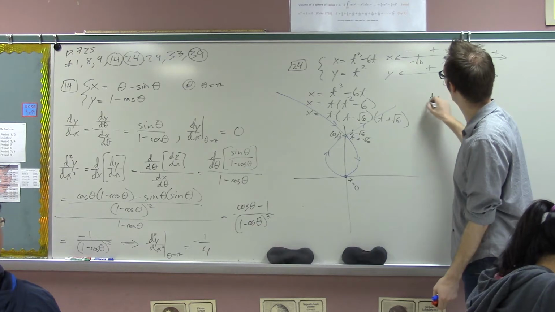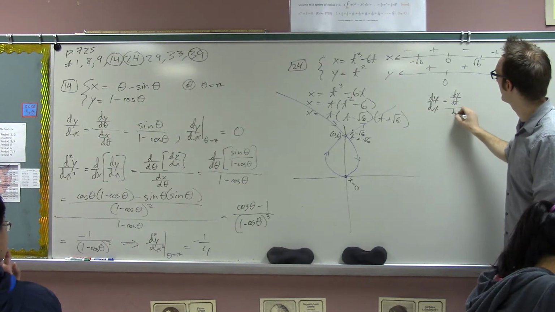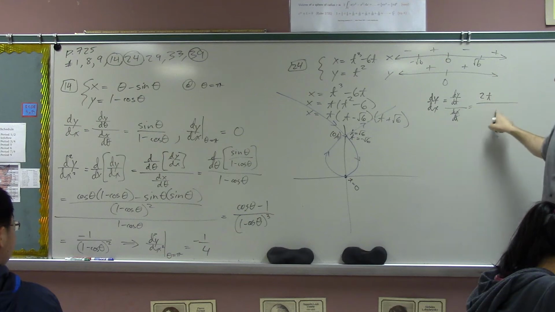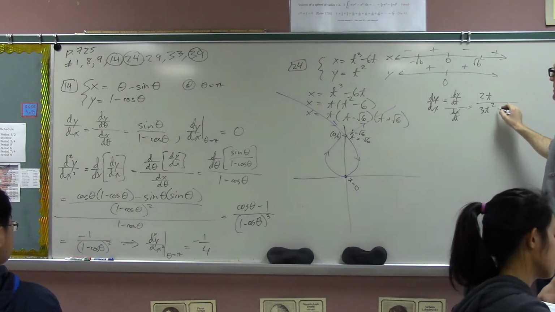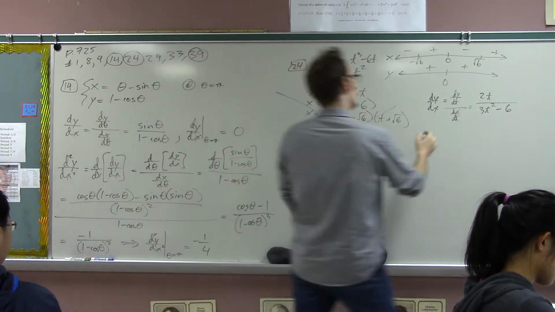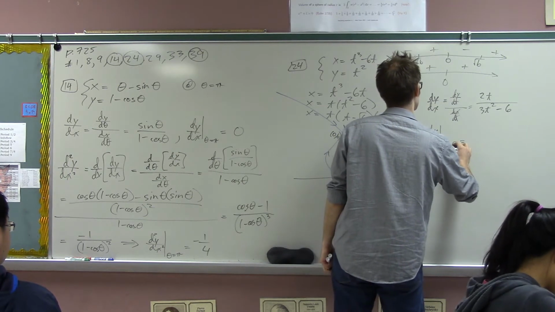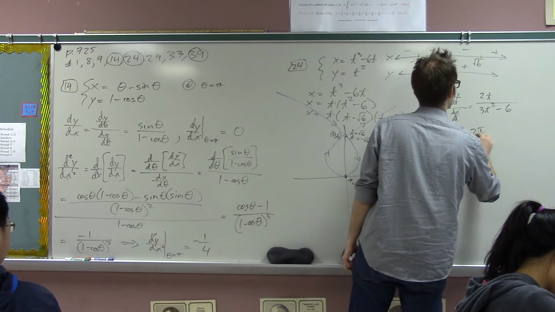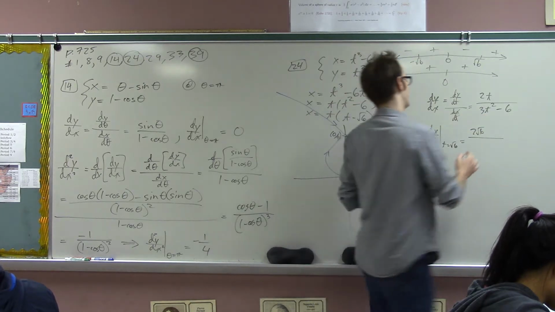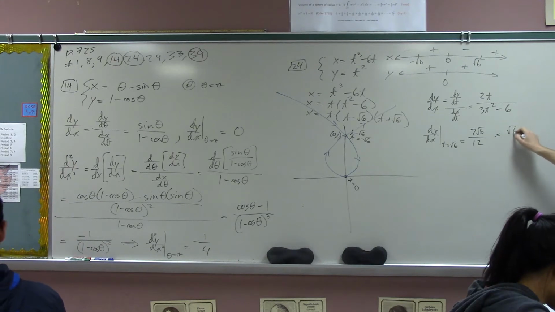What is the slope of the tangent line to this parametric curve? Well, in general, it's going to be dy/dt over dx/dt. And then we can just do them. This is 2t, and this is 3t squared minus 6. So what is dy/dx at t equals root 6? I just plug in root 6, I get 2 root 6 over 18 minus 6, so 12. So that's going to be root 6 over 6.